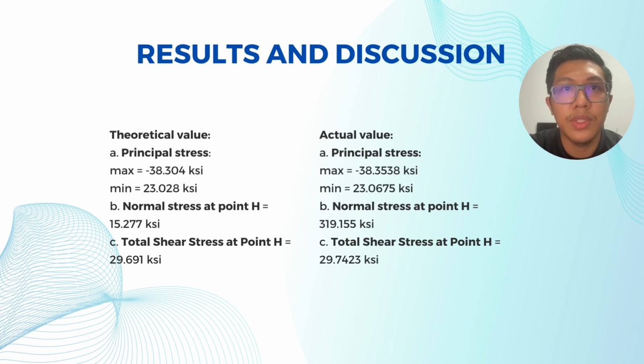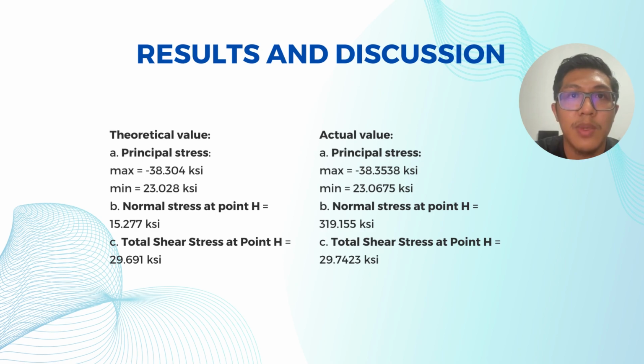We continue to the discussion, starting with the principal stress. There is slight variation between the theoretical and the actual values of the maximum principal stress and the minimum principal stress. These differences are relatively small and could be attributed to minor inaccuracies in the theoretical model or measurement errors in the experiment setup.